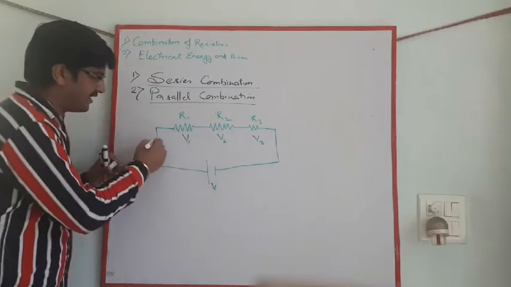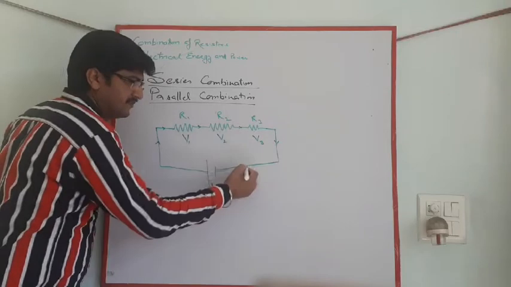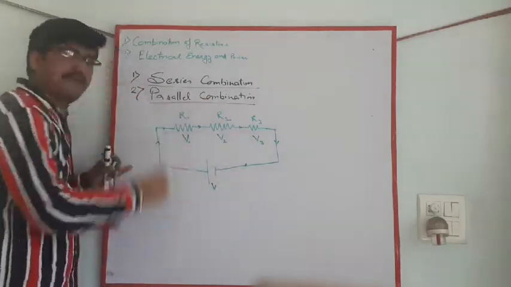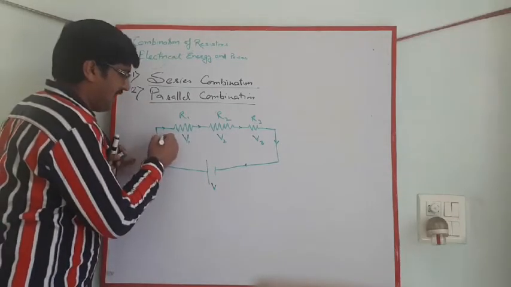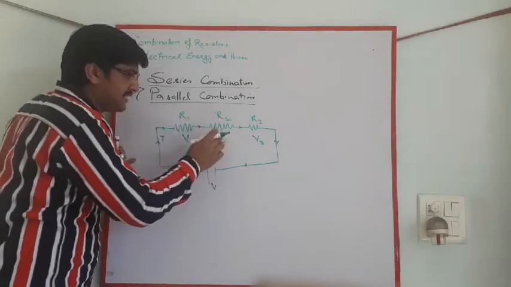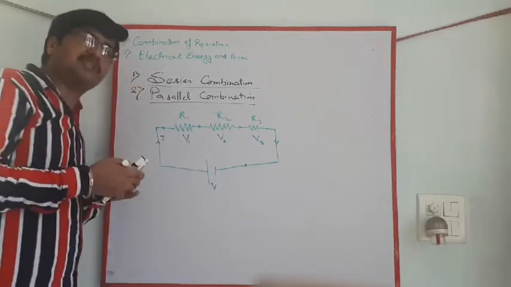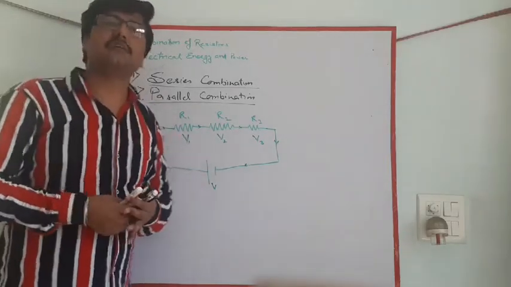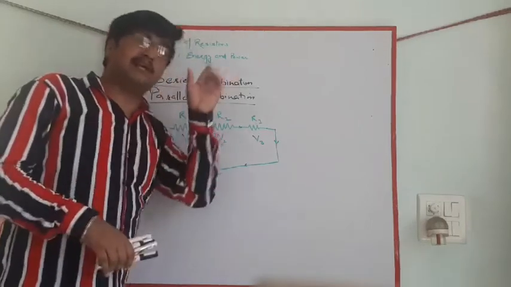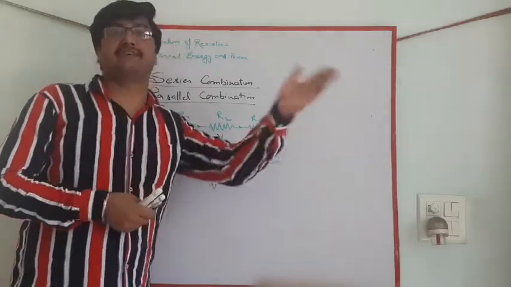And due to this potential difference, a current starts flowing in the circuit. The direction is the conventional direction of the current, from positive terminal to negative terminal. Say I is the current, then the current through the first resistance is also I, through the second resistance is also I, through the third resistance is also I. The current in series combination remains the same. Similar to the capacitor, where charge in series combination remains the same.